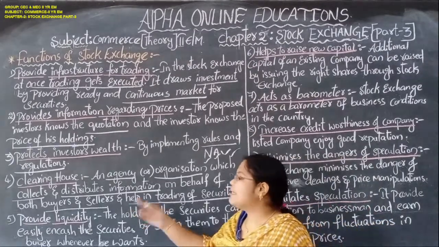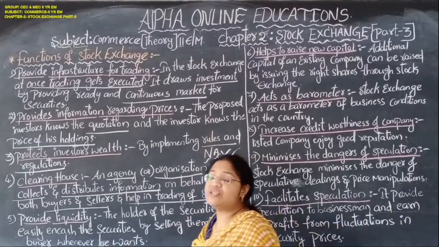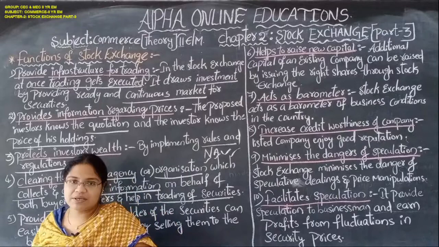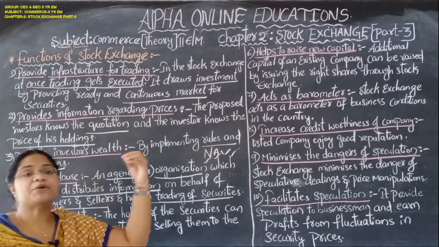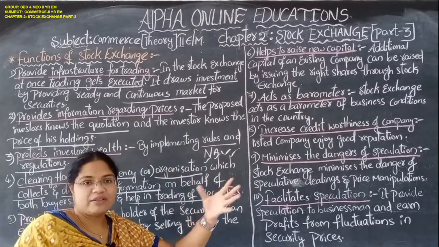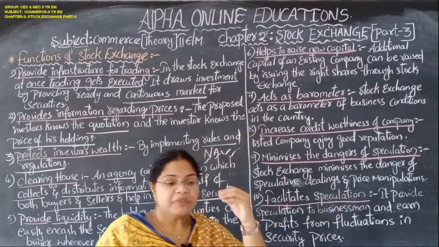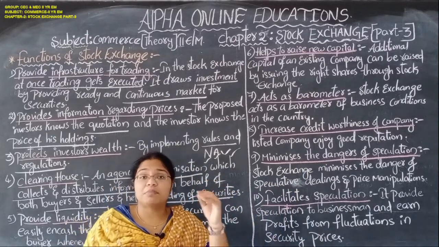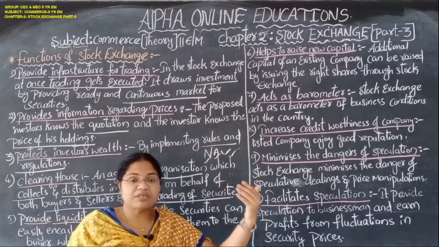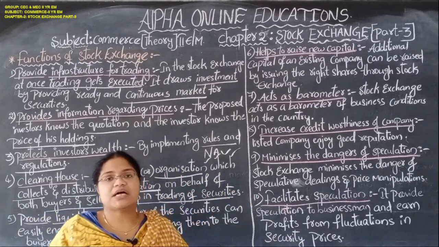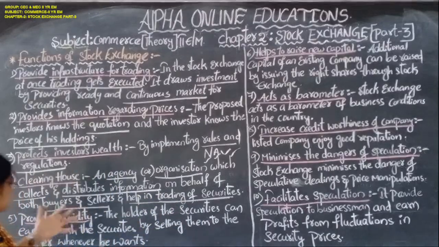Next, provide liquidity. Whatever securities are in the stock exchange, those are very liquid securities. You can sell to anyone who is ready to buy those securities. You can sell it easily. There are no problems involved, but little formalities are required. When you are exchanging your security with others, you have to fulfill certain rules and regulations. Let us see what this is.